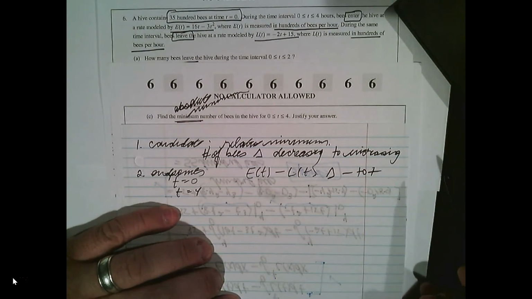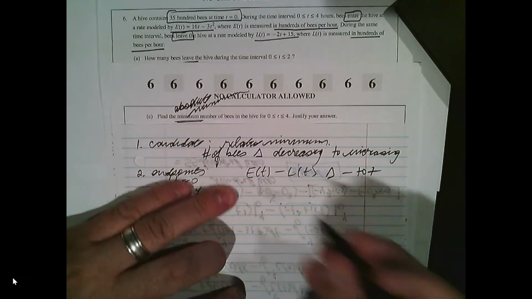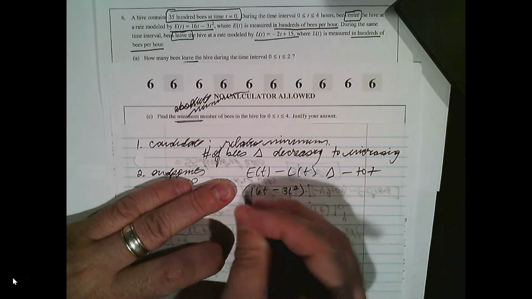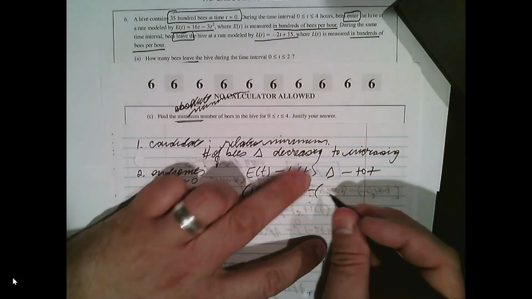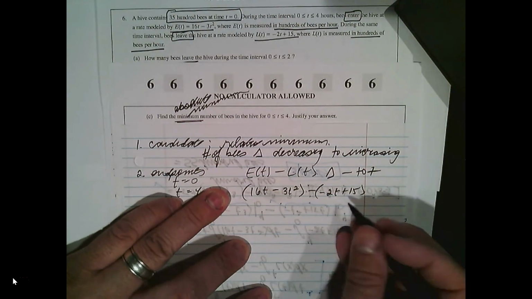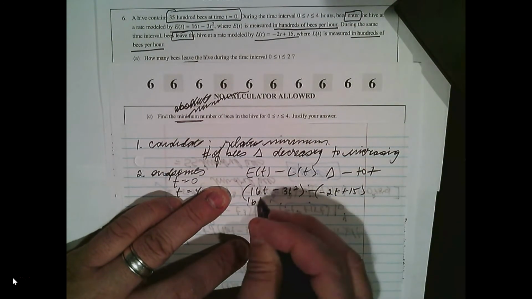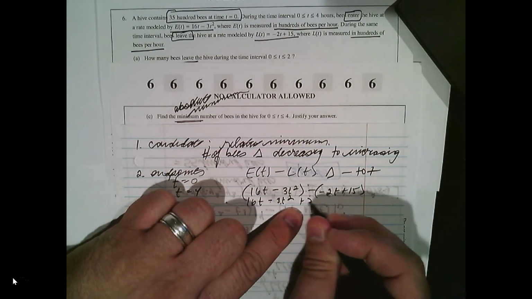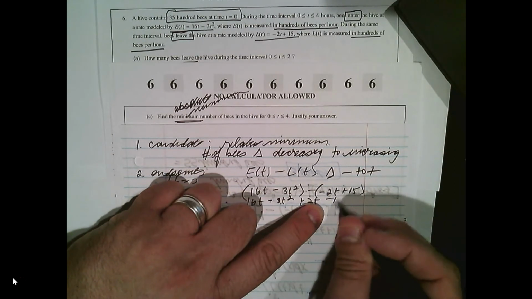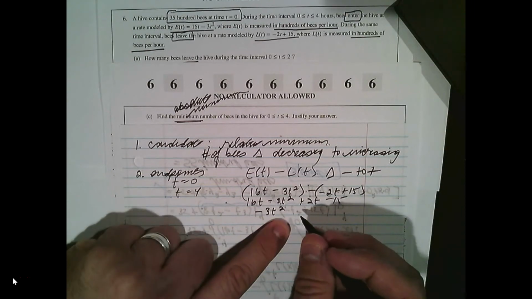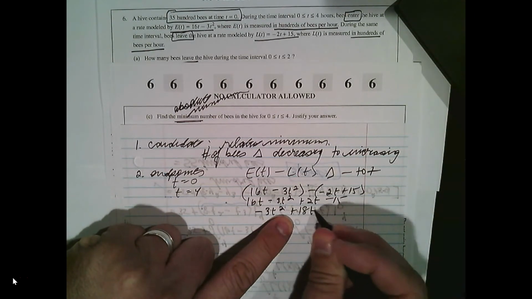Well, what's E? E is 16t minus 3t squared. L of t is negative 2t plus 15. If I clean this up a little bit, 16t minus 3t squared minus a negative, that's going to be plus 2t minus 15. Combine like terms, negative 3t squared plus 18t minus 15.